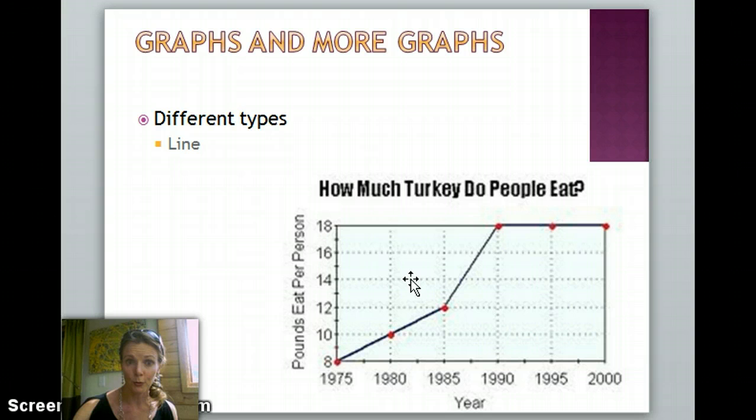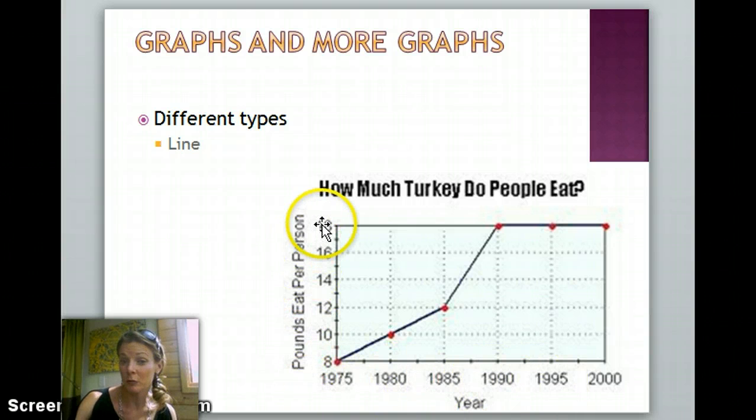So let's talk about graphs and more graphs, right? So there's many different types of graphs. The first ones that you're going to see in your unit is a line graph. So typically when you see a line graph, you'll see different points and you'll see a line connecting them, okay? And obviously you can see that it's talking about the year here on the x-axis and pounds eaten per person.